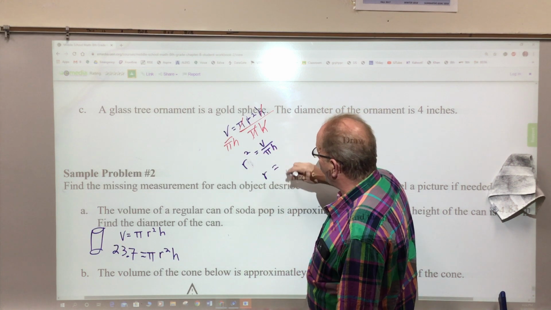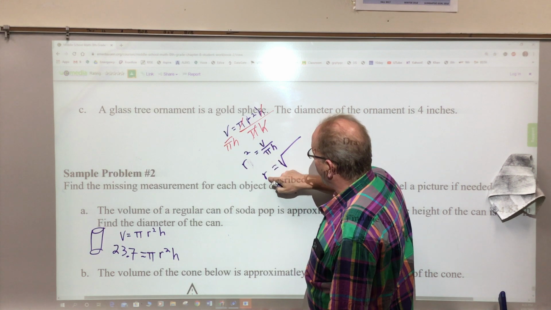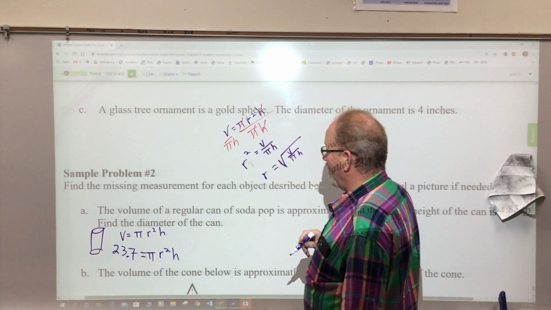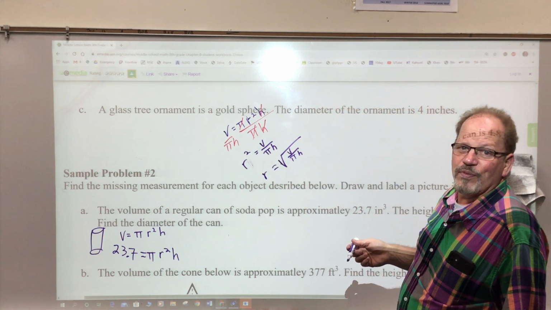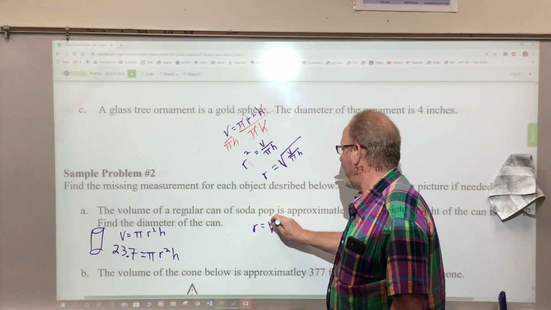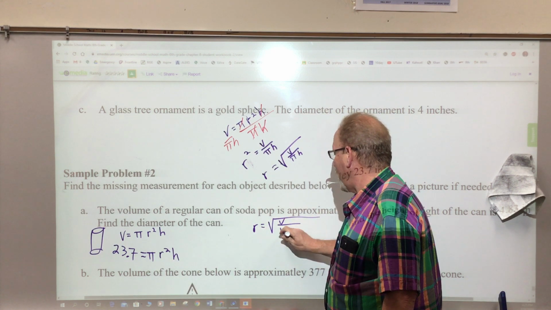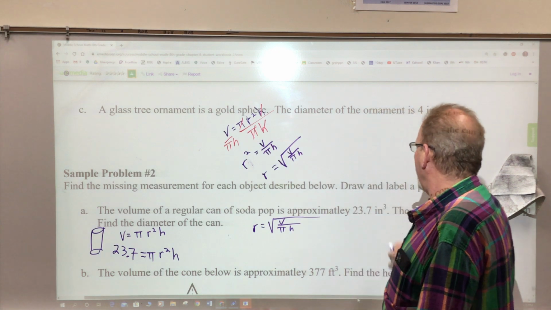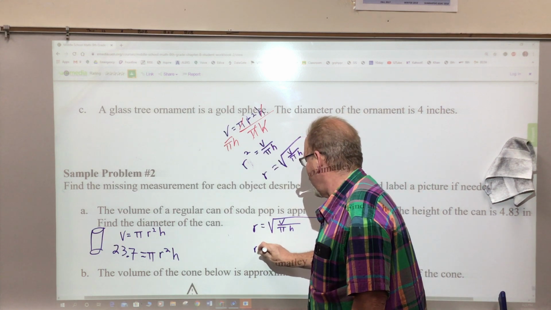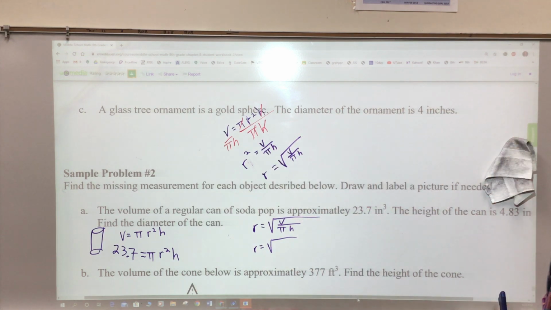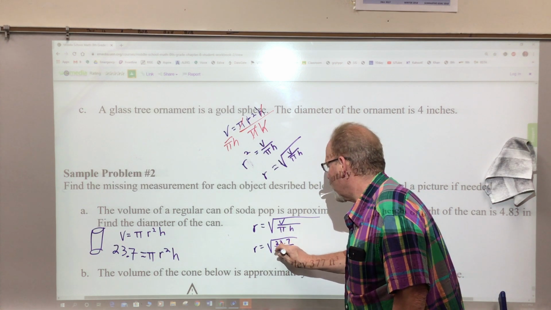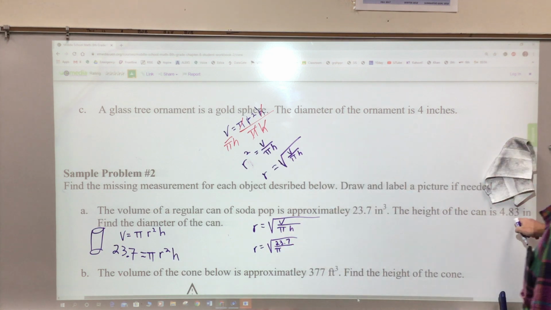Now we got to take the square root of both sides so that we get r. R equals the square root of v over pi times h. Well, duh. Now we put the numbers into our calculator. R equals the square root of v over pi h. V, h. So R equals the square root of 23.7 over pi times 4.83.